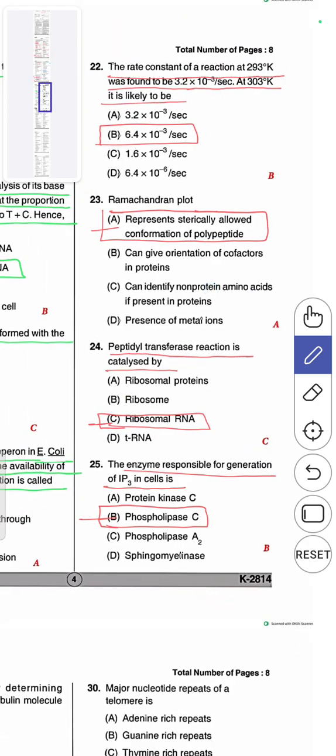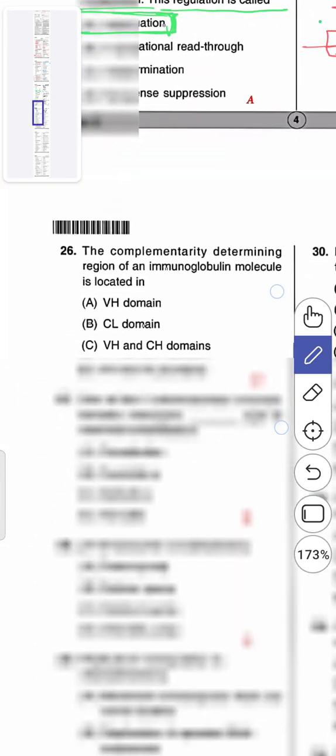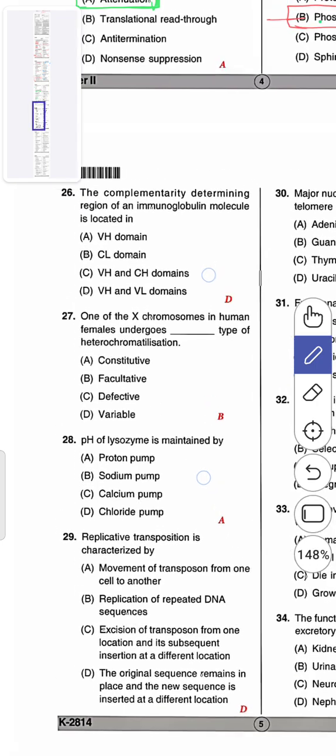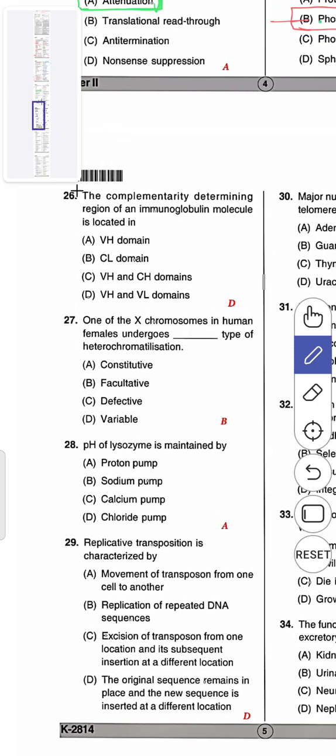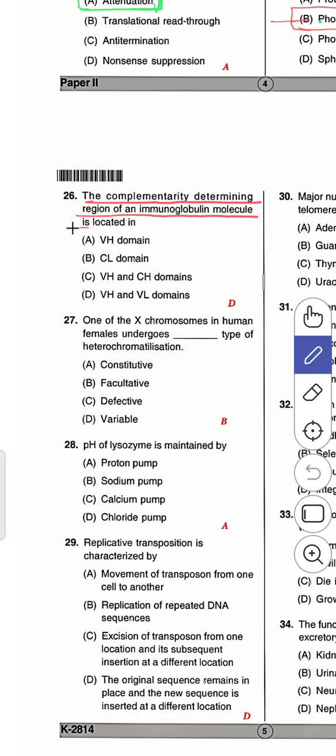Then next question, that is 26th question. The complementarity determining region of an immunoglobulin molecule is located in, that is VH and VL domain. So in this domain we can come across a complementarity determining region of an immunoglobulin.